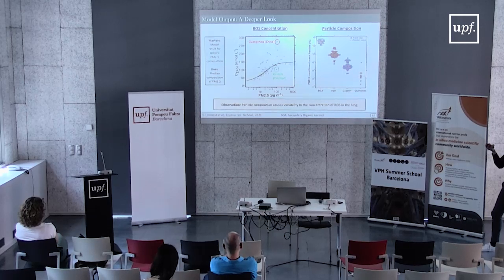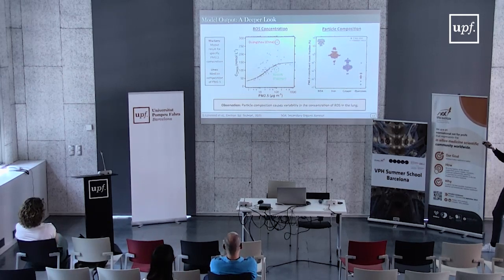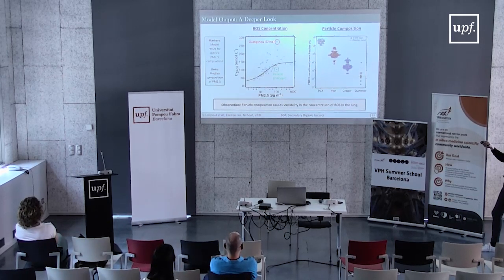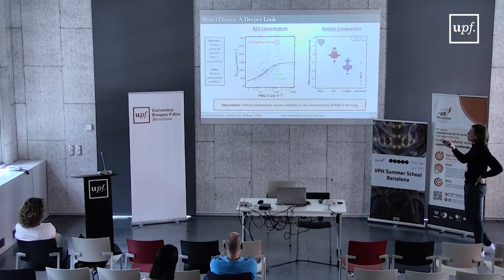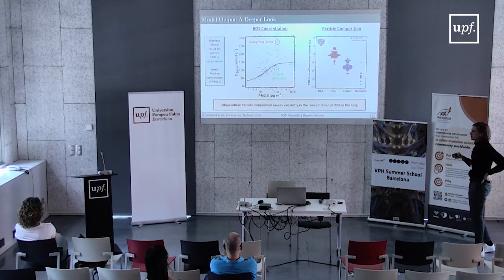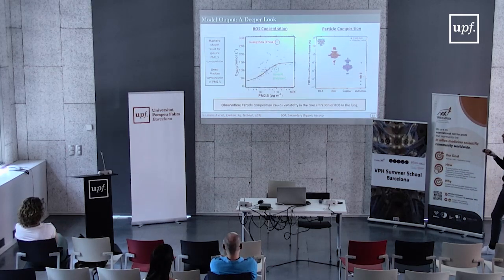For example, let's take just 2 points, right? So you see 1 point up here, right? So we are somewhat at 100 micrograms per cubic meter of pollution. So it's already a very polluted city. So this was a measurement in Guangzhou in China. And then there's another particle composition we use in the model. This is from Karachi in Pakistan. And even though the PM2.5 mass concentration is almost identical, we predict very different ROS concentrations in the lung, right?